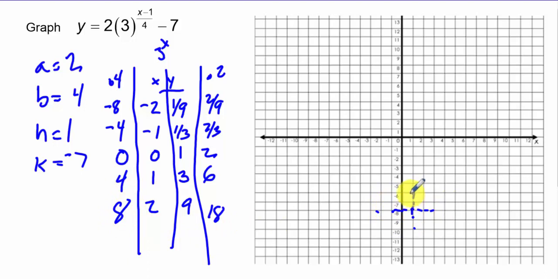And start with 0, 2. It's going to put us here. Go over 4, up 6. So that puts me right around here. Over 8, and up to 11. In this case, because that makes 16.